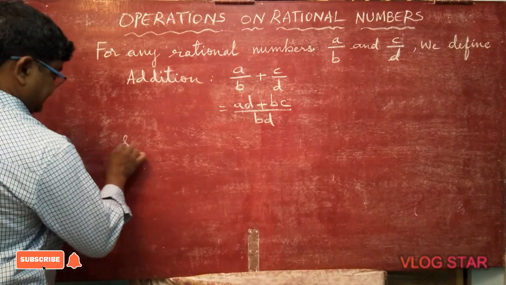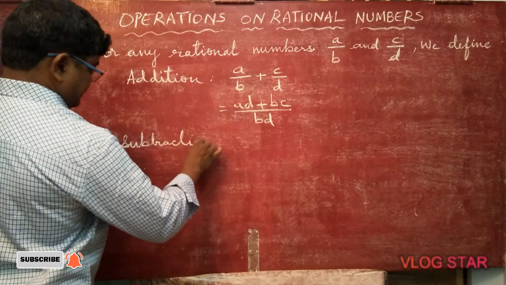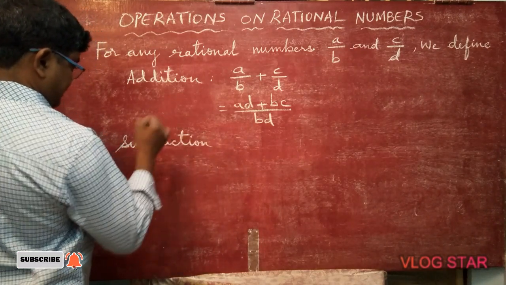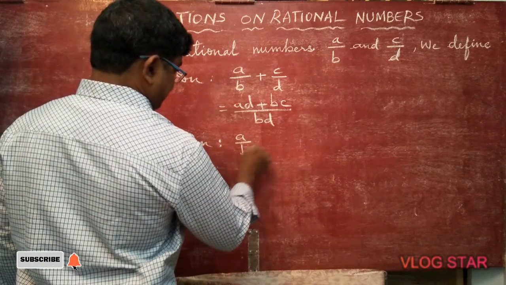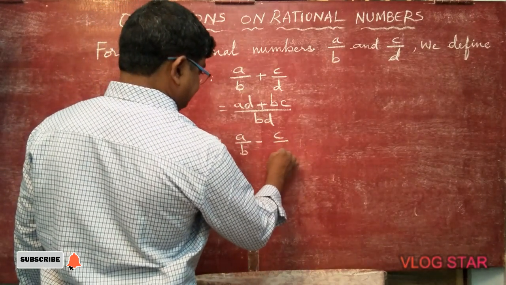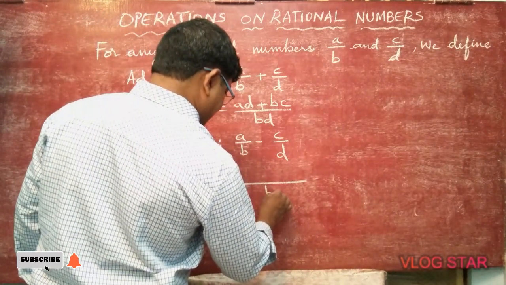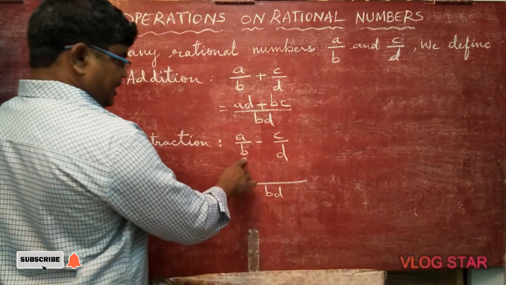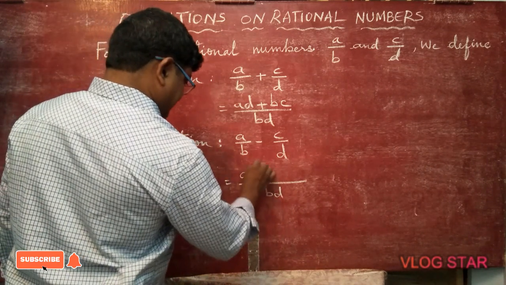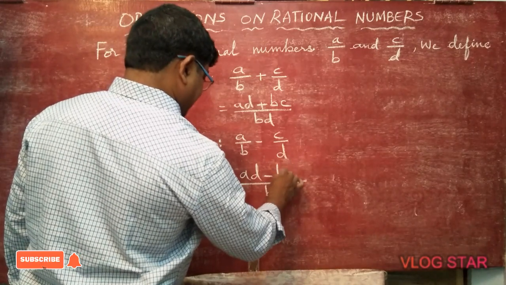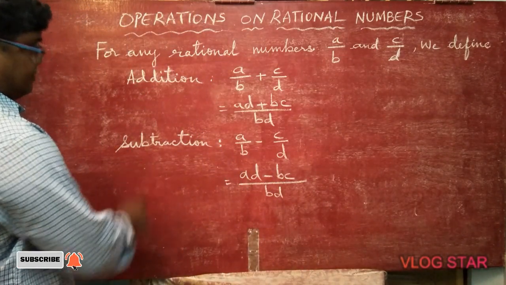Coming to subtraction. a by b minus c by d. Here also we will take the LCM. bd will be the LCM. b, how many times does it go? d times. So ad minus bc. d goes b times. Addition, subtraction.